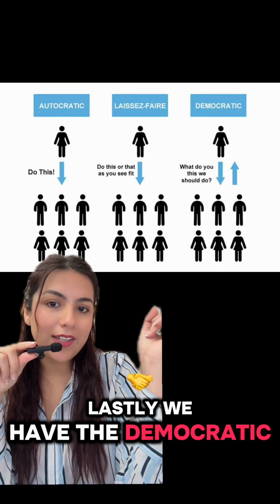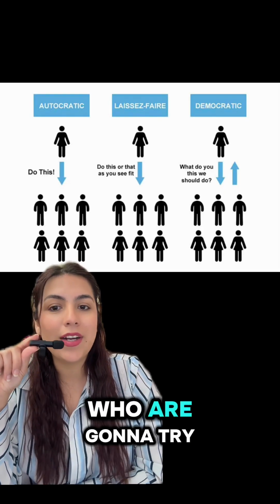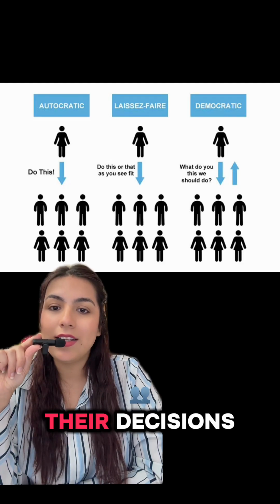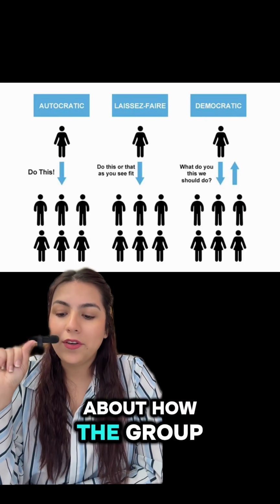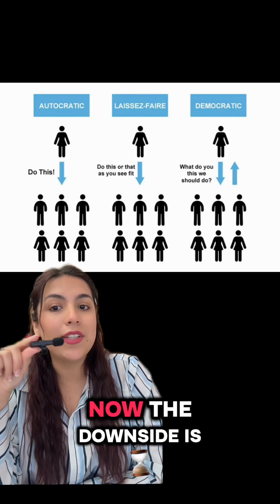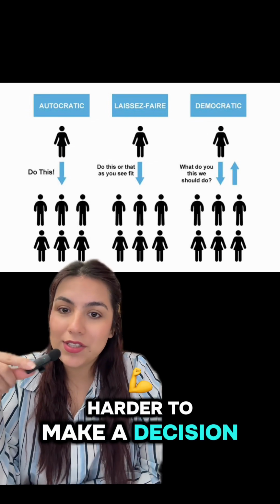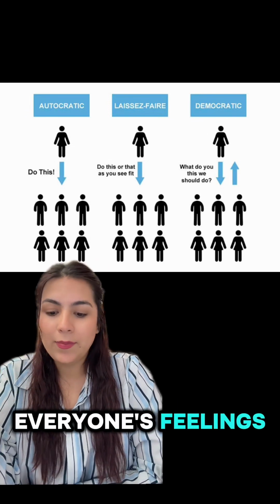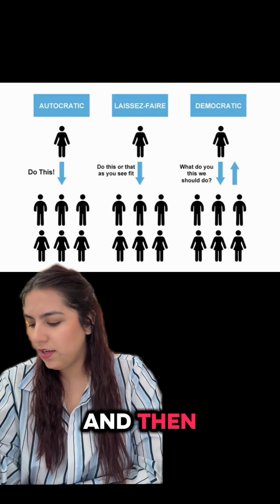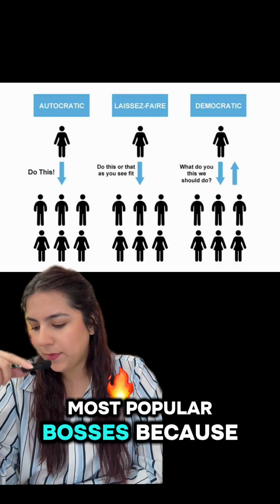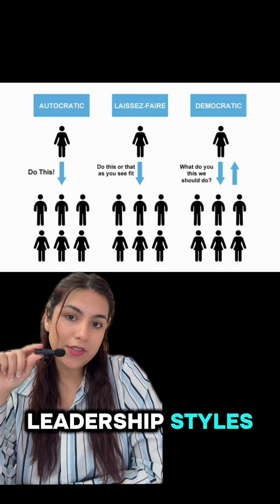Lastly, we have the democratic. For democratic, think of it like politics. This is the people who are going to try to take your opinions into their decisions. They're going to listen to what you value and think about how the group would be best for everyone. Now, the downside is people don't always agree, so it can be harder to make a decision if you're trying to consider everyone's feelings. So, democratic style doesn't always generate the most production, but they are the most popular bosses because they take everyone into consideration. Those are the three leadership styles.